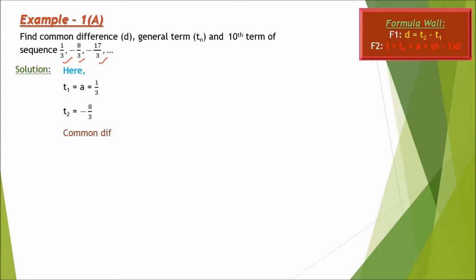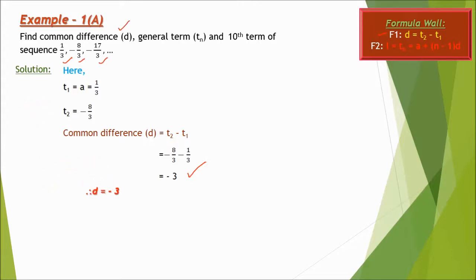Now you can see the formula, d is equal to T2 minus T1. The value of T2 is minus 8 by 3 and the value of T1 is 1 by 3. On calculation, you have a calculator, that is minus 3. Now we have found the value of d, therefore d is equal to minus 3. The first part is clear.